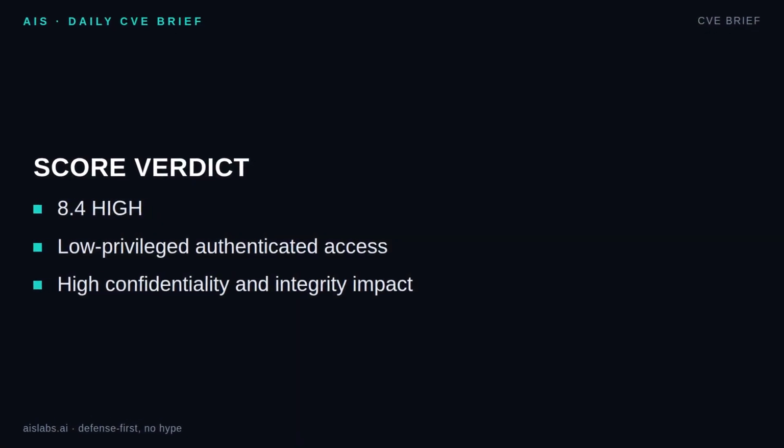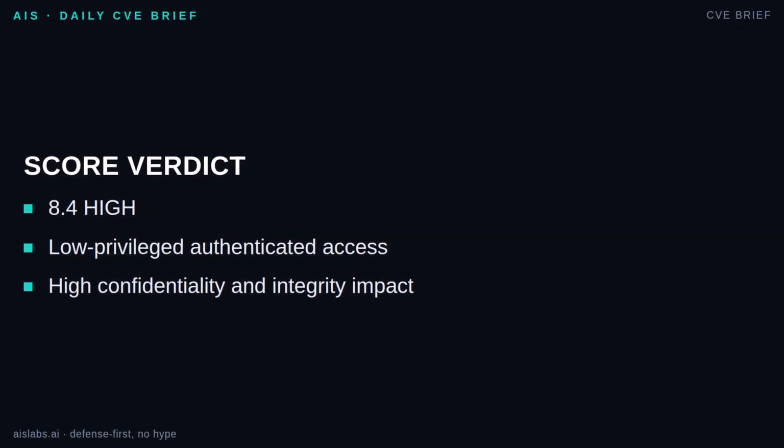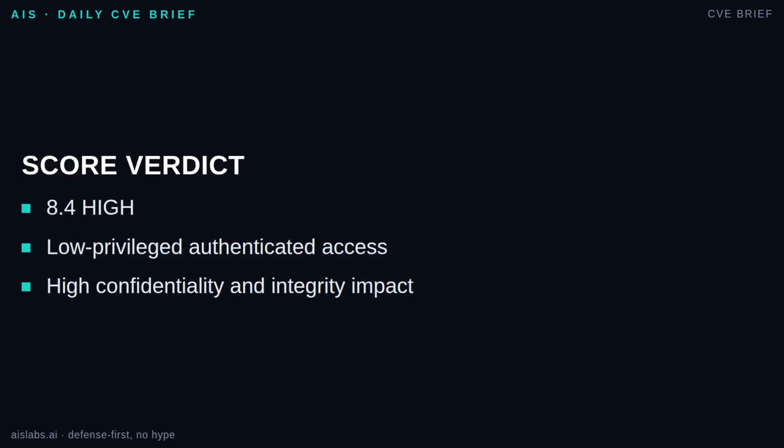Verdict: this is a high-severity access control failure where authentication is required, but strong object ownership is not reliably enforced. The CVSS score is 8.4, rated high, with a network attack vector. The two metrics that matter most are low privileges required and no user interaction. In other words, the attacker does not need to trick the victim into clicking something. They need an authenticated position in the application. That can include a normal low-privileged account, depending on how the deployment is configured.